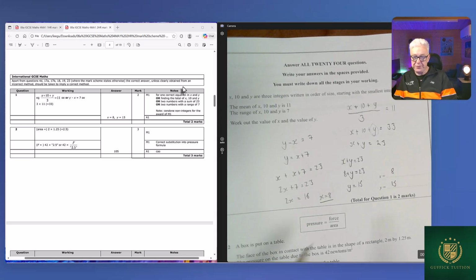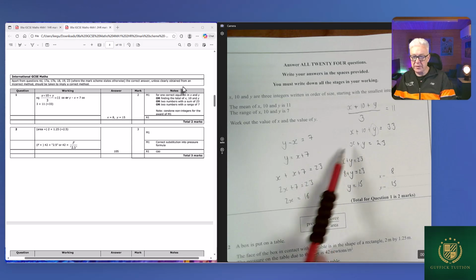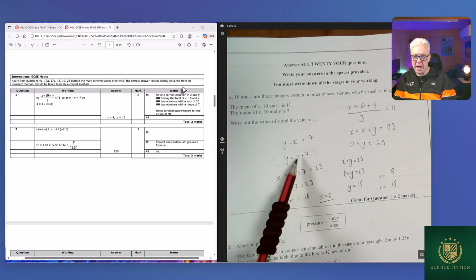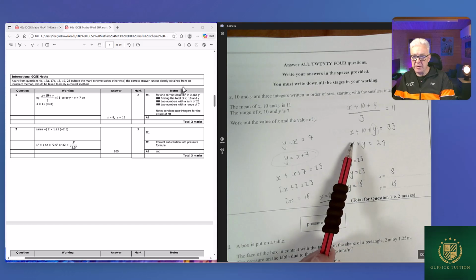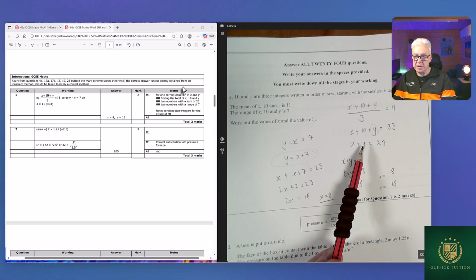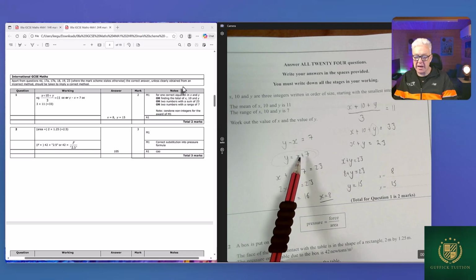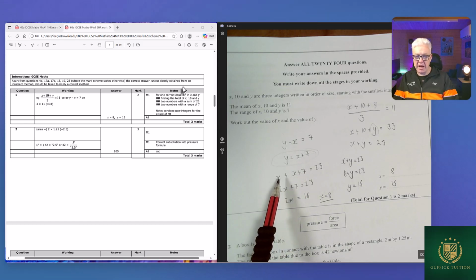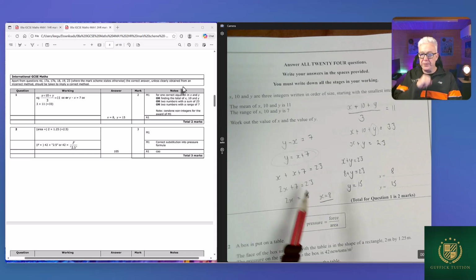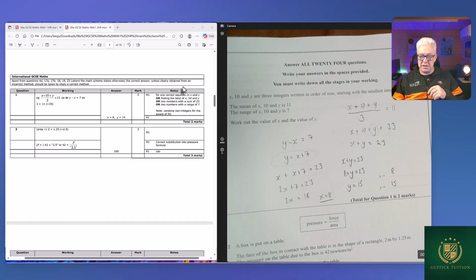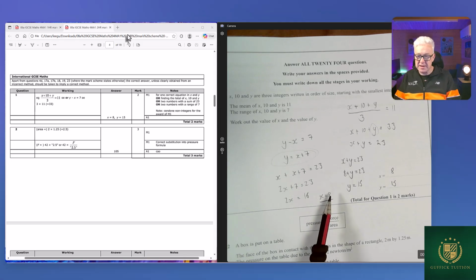The way that we're going to do that is by subbing one equation into the other. So I'm going to take this equation, y equals x add 7, and sub it into x add y equals 23. So in other words, where there's a y here, it's getting replaced by x add 7. So that gives us x add x add 7 is equal to 23, and therefore x add x is 2x. So we've got 2x add 7 is equal to 23. We then subtract the 7 off both sides, giving us 2x is equal to 16, and then we divide by 2. So we find out that x is equal to 8.